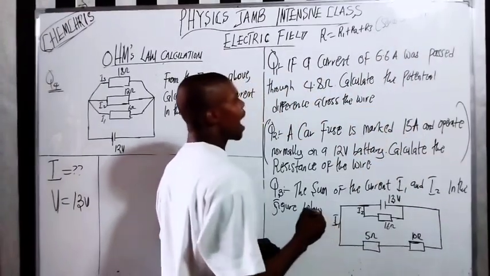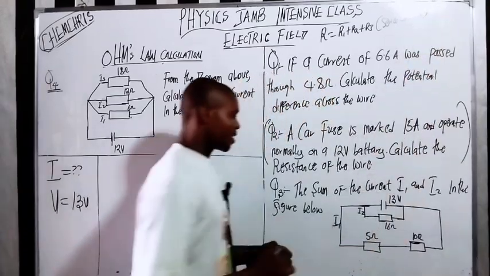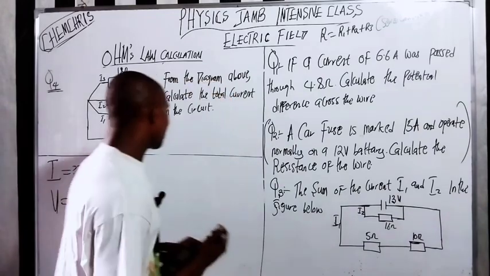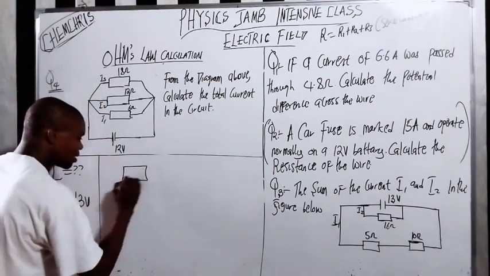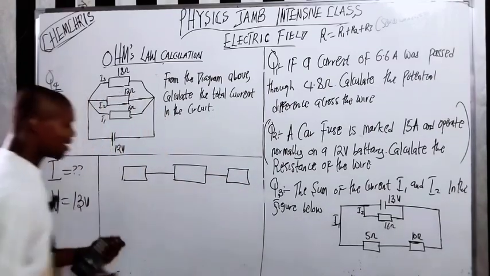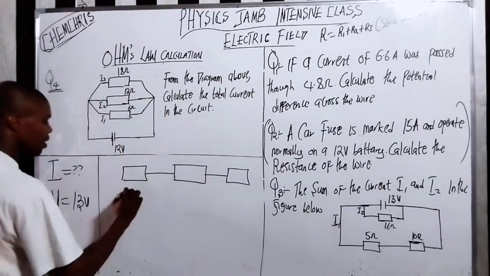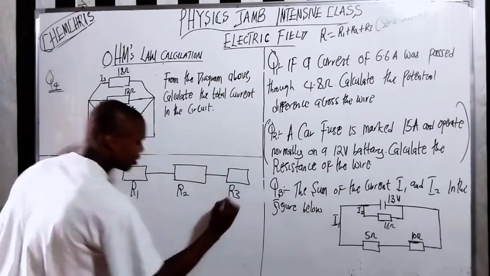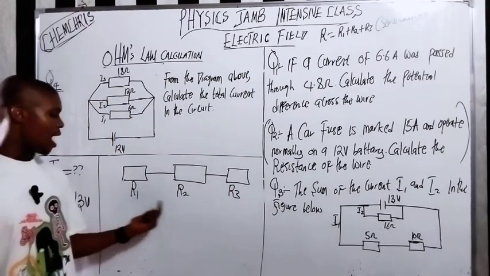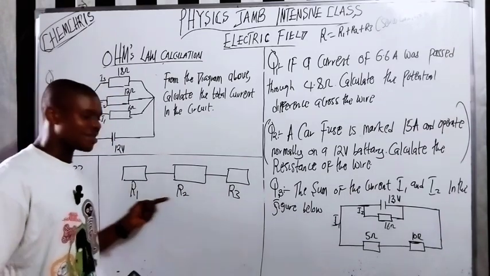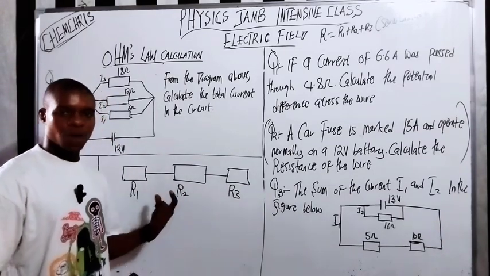Now how do you know a series connection? A series connection is when the positive end of one resistor is connected to the negative end of another resistor. If, for example, I connect something like this, this is called series connection. So here we have R1, R2, and R3, they are resistors connected in series.